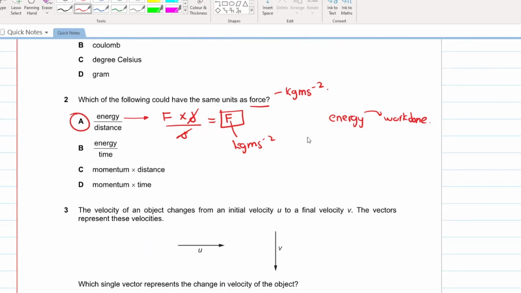Simple. Nothing complicated here. No, how can it be C? Not C. If you analyze C, you have momentum into distance. What is momentum? mv into distance. What are the units of mass? Kg. What are the units of velocity? m s minus 1. What are the units of distance? Meter. This comes out to be kg m2 s minus 1. We have a square on meter. This cannot be your answer. This also will not be your answer. Simple as that.